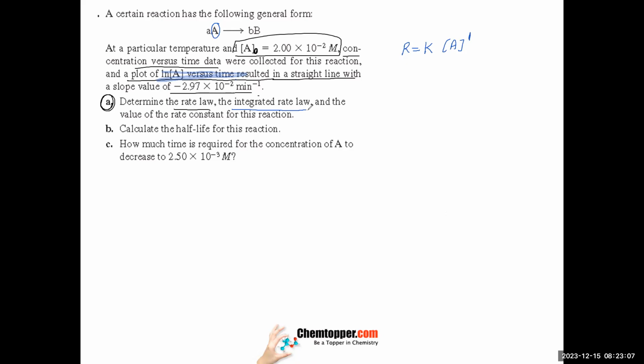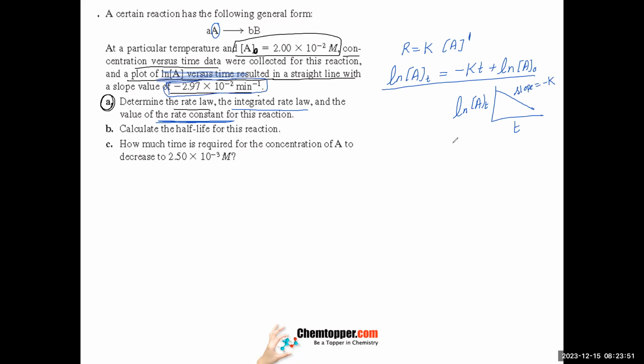What's the integrated rate law? That you can pick up from the formula sheet also. So ln A_t is minus kt plus ln A naught. That's the integrated rate law. What's the value of rate constant? So the graph is ln A_t versus t with a negative slope. Using this equation, what's the slope? Slope is minus k. But the slope is given to you here, see?